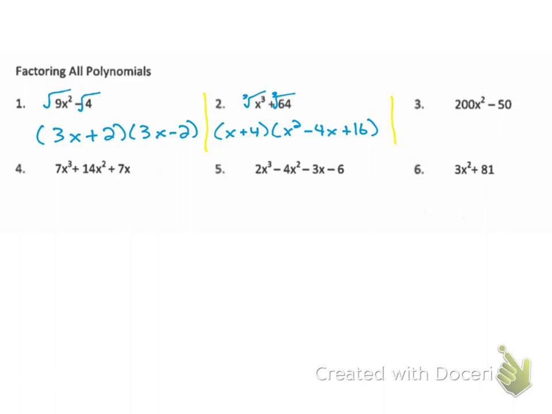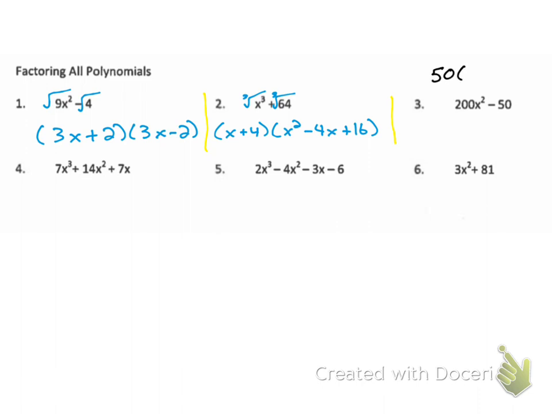All right, so number 3, subtraction sign in the middle. I have an even exponent, okay? So I'm thinking difference of squares, all right? But what's my first step whenever I factor? Greatest common factor. What would be the greatest common factor here? 50, right? I can take out a 50.